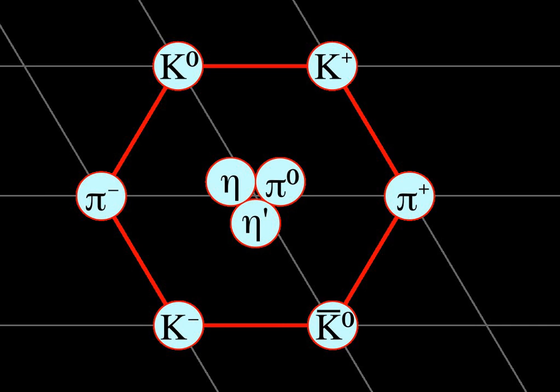It is also possible to obtain J equals 1 particles from S equals 0 and L equals 1. How to distinguish between the S equals 1, L equals 0 and S equals 0, L equals 1 mesons is an active area of research in meson spectroscopy.